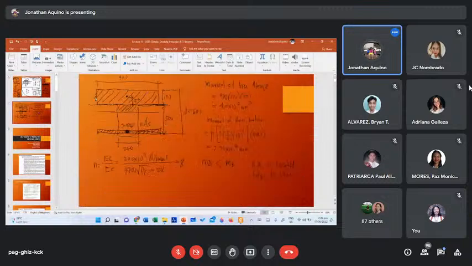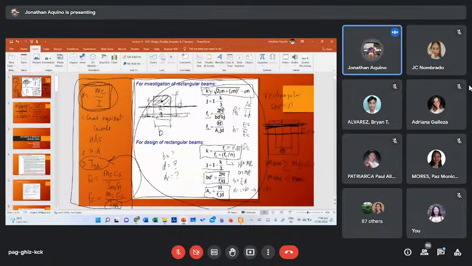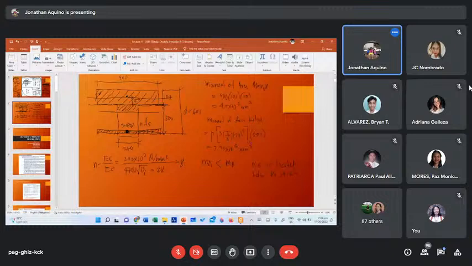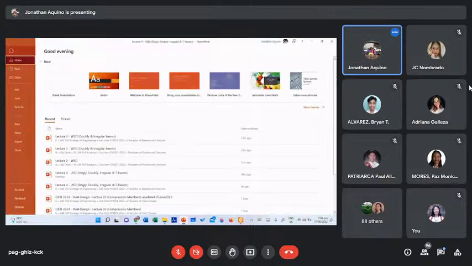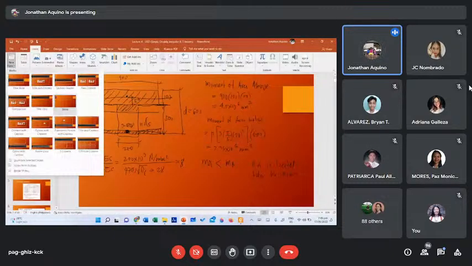Kasi pag nag-fall siya within the flange, hindi mo na kailangan kunin yung moment of inertia. You can use directly this formula, kasi parang rectangular section lang siya. So mas madali yung solution ng problem. Yung nga lang, sa irregular section, mas mahaba yung solution niya kasi you need to determine the moment of inertia, na yun yung kadalasan nagiging error in solving for the moment capacity of irregular section. Okay?